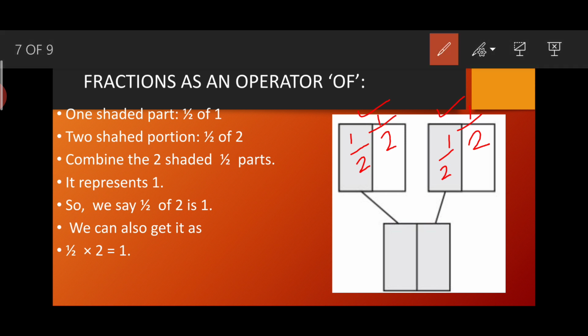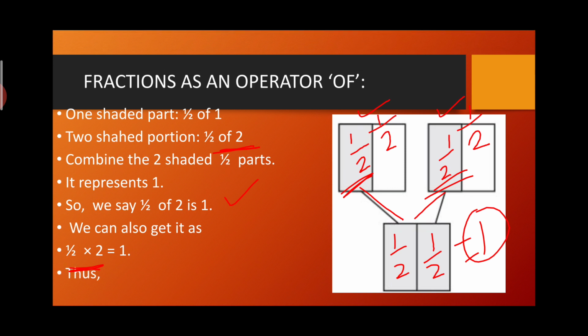you can see here you were having half here and half here. If you have combined both these halves, what you have got, half and half, is equal to 1 whole. So we can say that half of 2 is 1. So what we have learned from here is that if you write half of 2 or if you write half into 2, both mean the same.